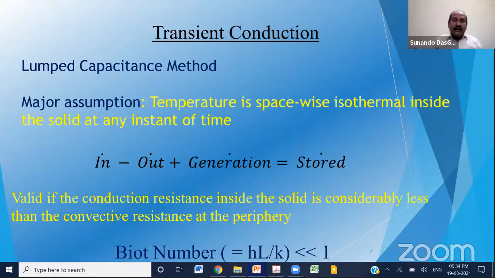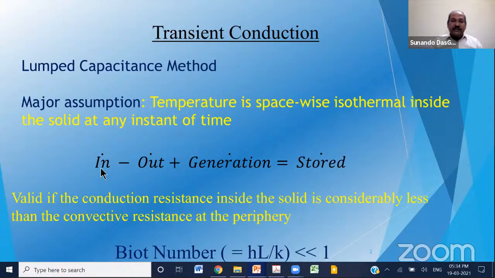So a large thermal conductivity, a very small length, or a very small value of convection coefficient H, and we understand that the resistance is simply 1 by H. So a small value of convective heat transfer coefficient means a large convection resistance. Therefore HL by K, which is dimensionless and known as the Biot number, if it is very small as compared to 1, then the conduction resistance is small, and therefore we can use the lumped capacitance method which I taught in the course.